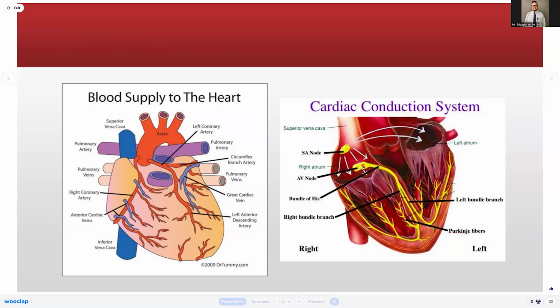So the heart can beat independently of the nervous system. Of course, the nervous system influences the heartbeat greatly. Tachycardia, bradycardia, make it low, high, that sort of stuff. But the heart can beat on its own.